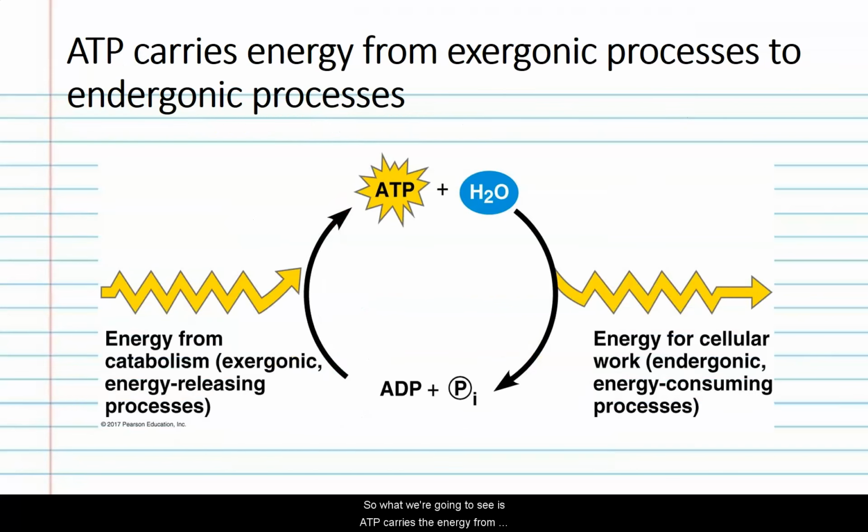So what we're going to see is ATP carries the energy from our exergonic processes into our endergonic processes. Our catabolic pathways release energy that's going to be transferred to ATP, and then that ATP carries the energy into our endergonic processes, these different types of cellular work that I'm going to discuss.